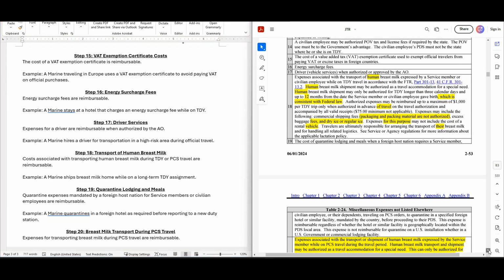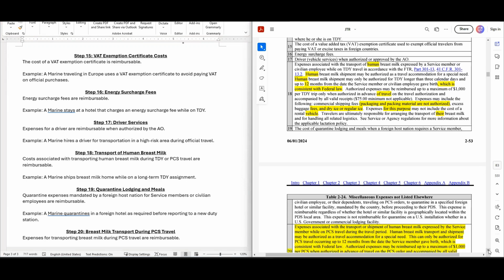Energy surcharge fees for this one. If a Marine is staying at a hotel that charges energy surcharge fees while TDY, and this is very specific to the country you're in and the hotel you're using. We don't usually see these a lot in the States, but if you're using a lot of power and they give you that surcharge fee because of certain things like that, that's where they would come in here and you'd be able to get those reimbursed.